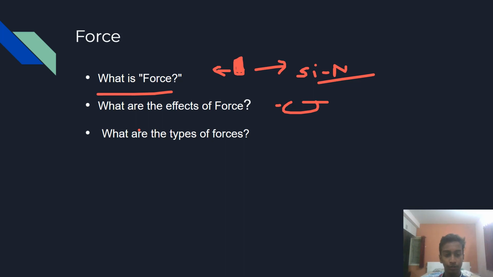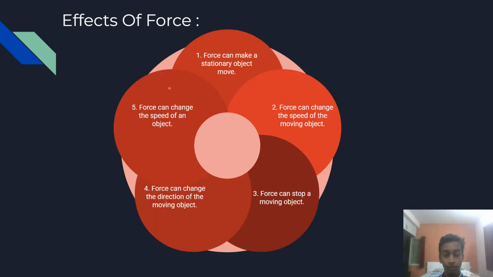Now, what are the effects of force? Force has five effects. Force can make a stationary object move. You have a football and you apply force from this side, or you kick from this side. Kicking is basically applying force because you kick an object, which makes the object move. If you kick this ball, the ball will move towards this side. So that means you are applying a force on the object which is making the ball move towards the side.